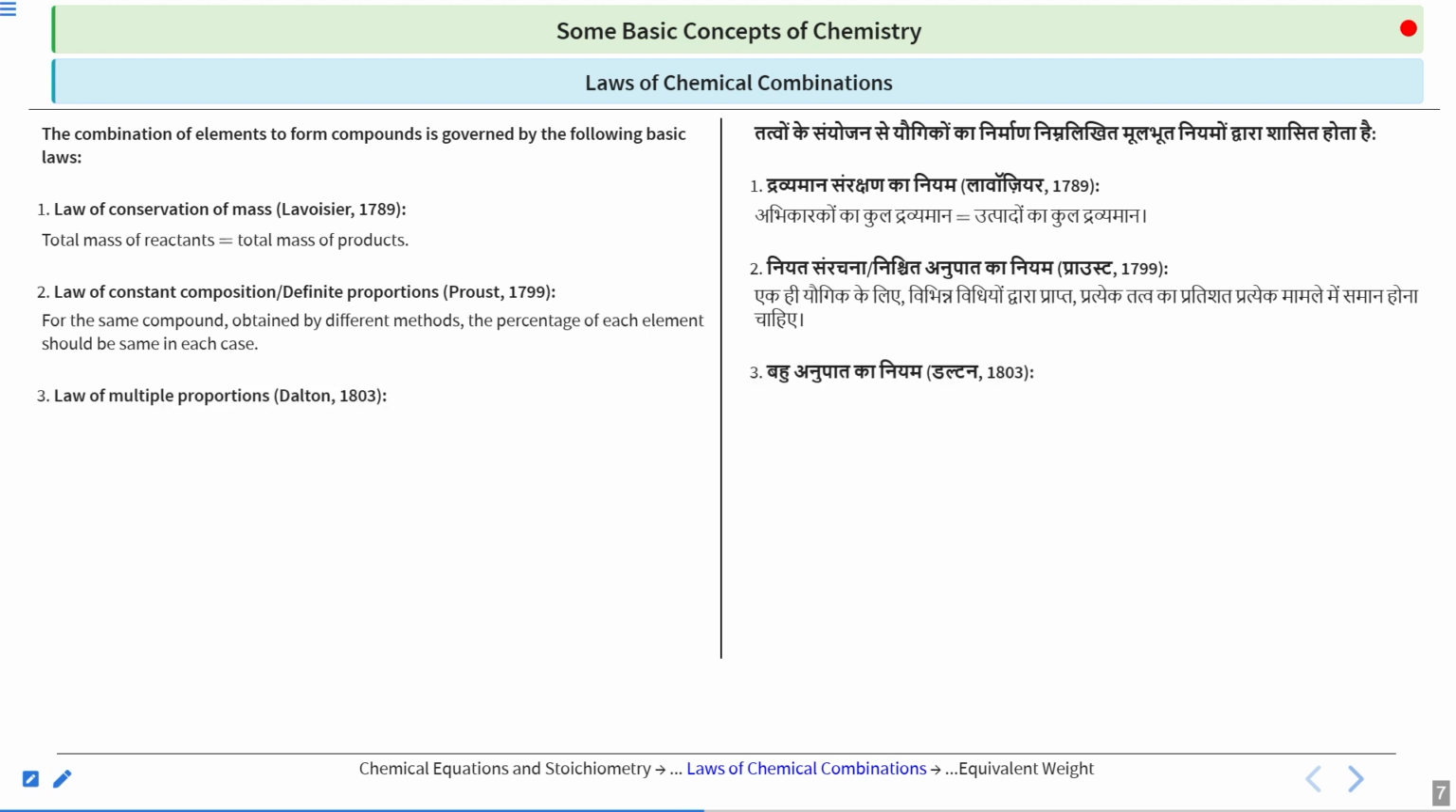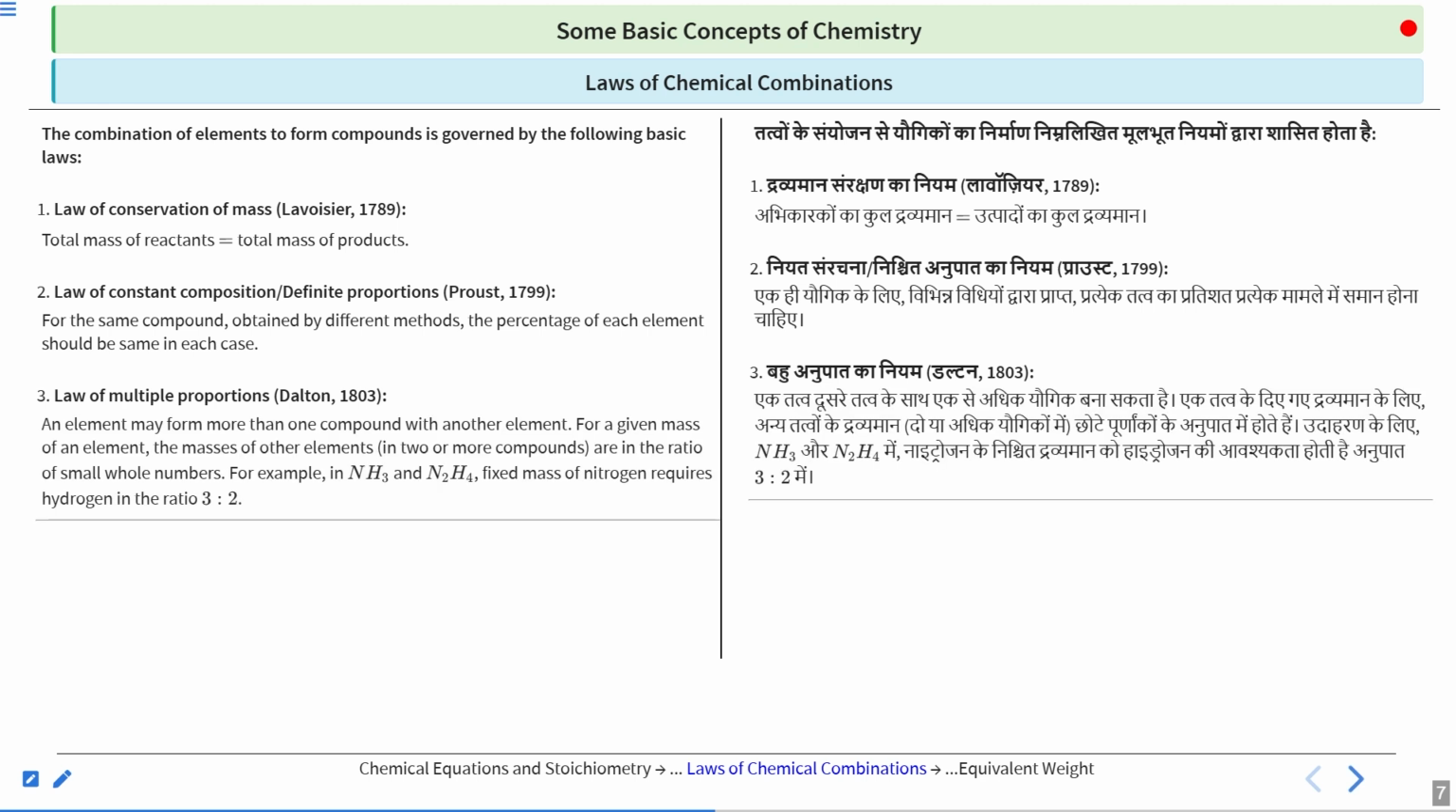Next, third, is the law of multiple proportions, which was given by Dalton in 1803. What do we get from this? It says that if you have two elements, and those two elements can combine to form two different compounds, then they do so in a simple whole number ratio. So what is the meaning of this?